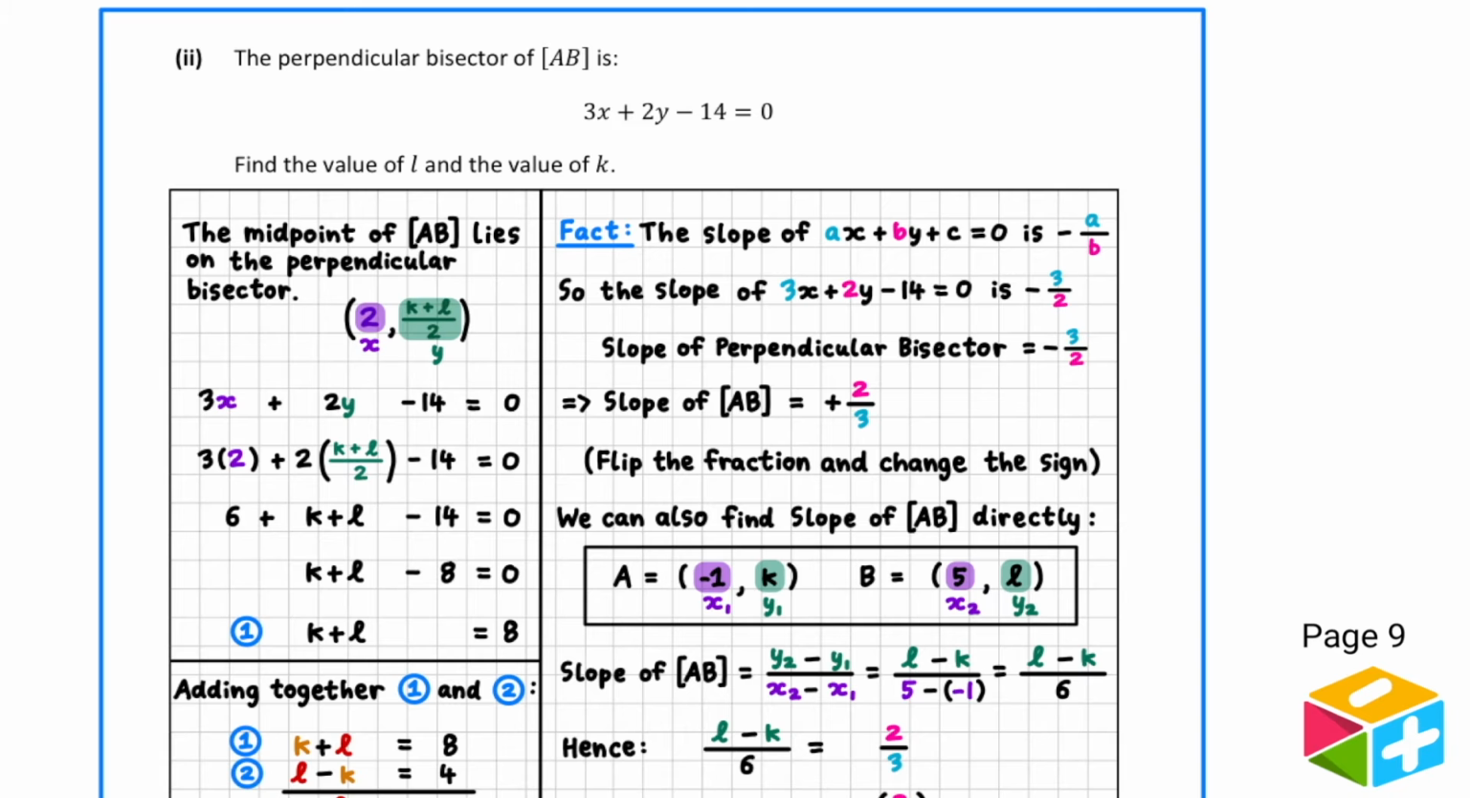In B part 2, we are given the equation of the perpendicular bisector of AB. We need to use this to find the value of L and the value of k. The first thing to observe here is that the midpoint of the line segment AB will lie on the perpendicular bisector. This is because the perpendicular bisector goes exactly halfway between A and B. In the previous part of the question, we found that the midpoint had an x value of 2 and a y value of k plus L over 2. Since the midpoint lies on the perpendicular bisector, it must satisfy the equation of this line. 3x plus 2y minus 14 is equal to 0.